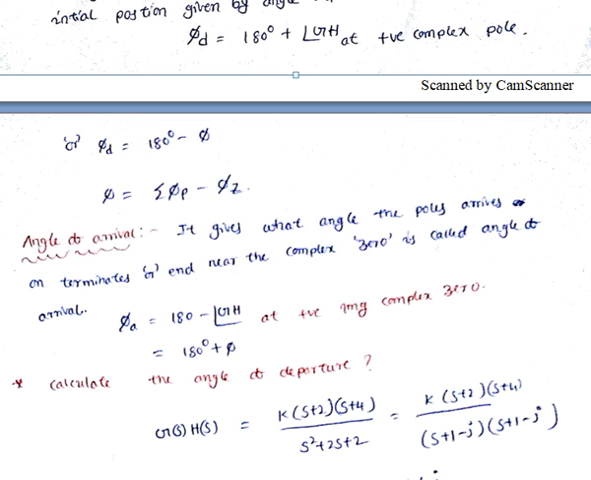For example, we take the transfer function G of s into H of s equal to K into s plus 2 into s plus 4 by s square plus 2s plus 2. Now you have to find the roots of the denominator equation, s square plus 2s plus 2. The roots of this equation are minus 1 plus or minus j, so we can write the denominator in the form s minus a into s minus b.